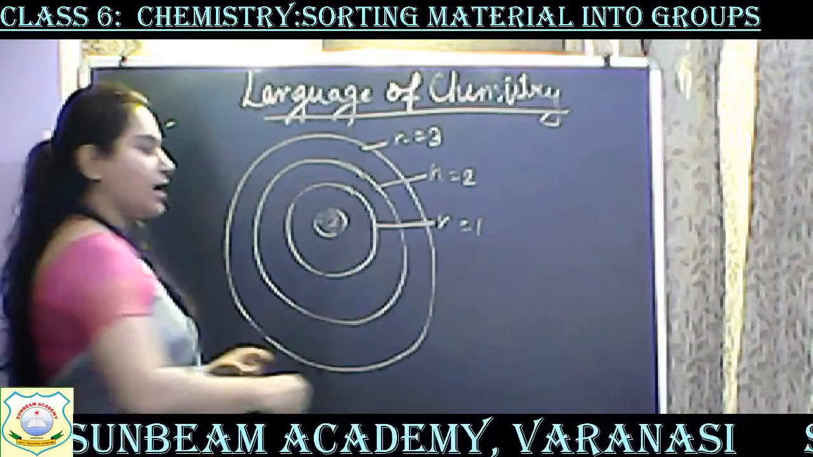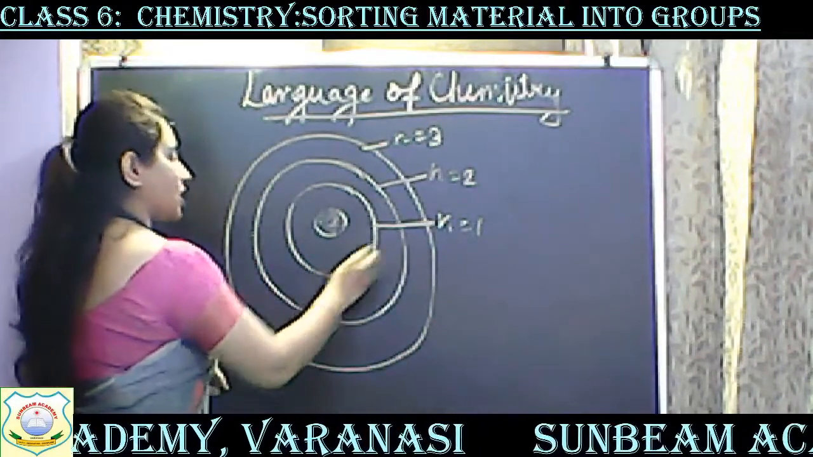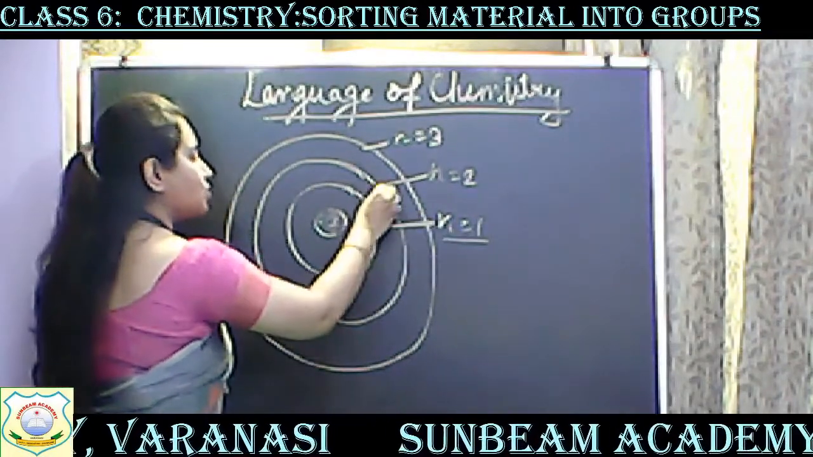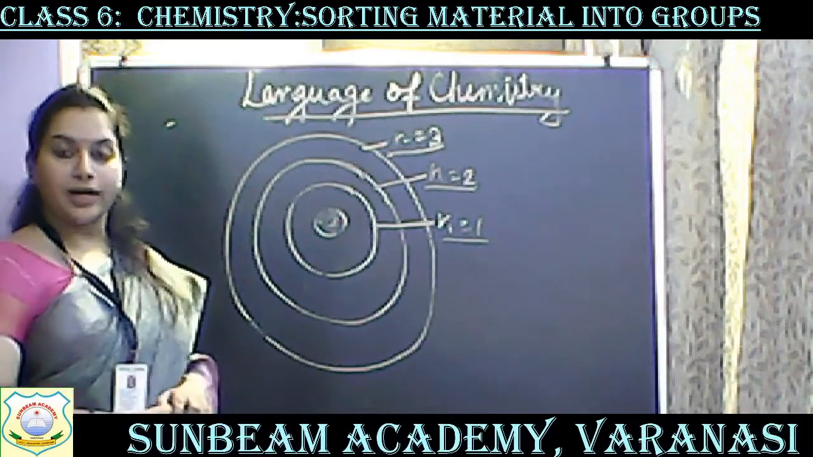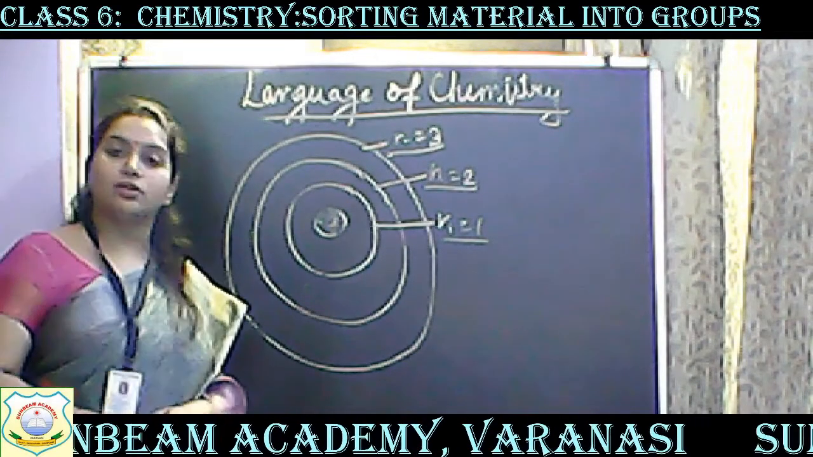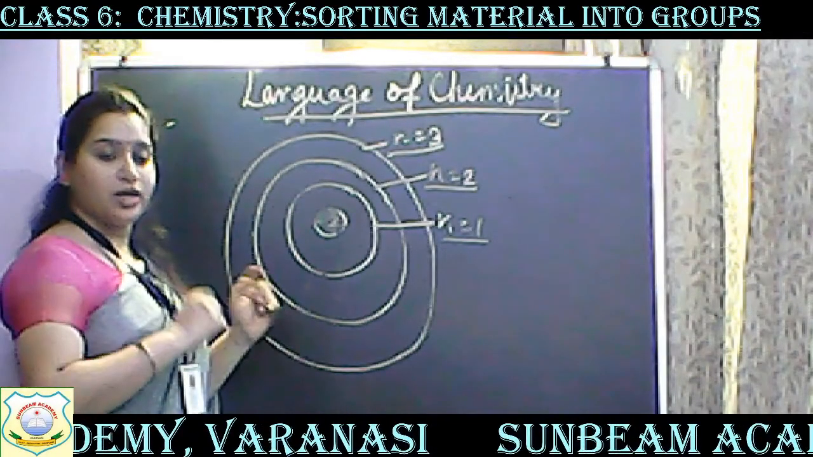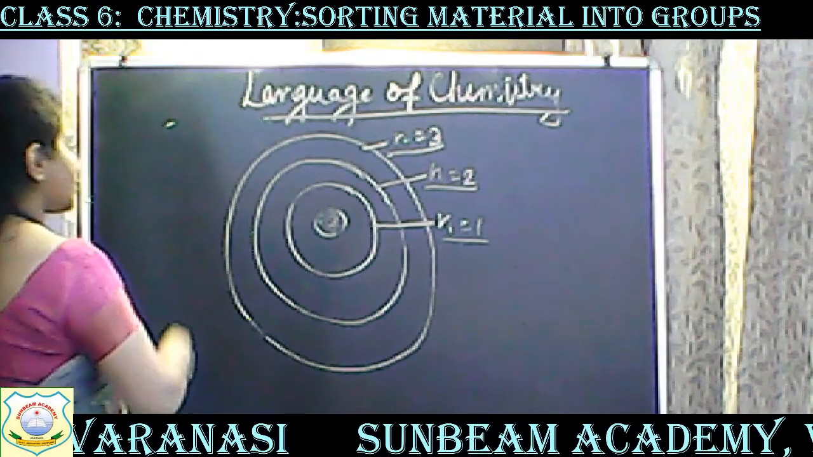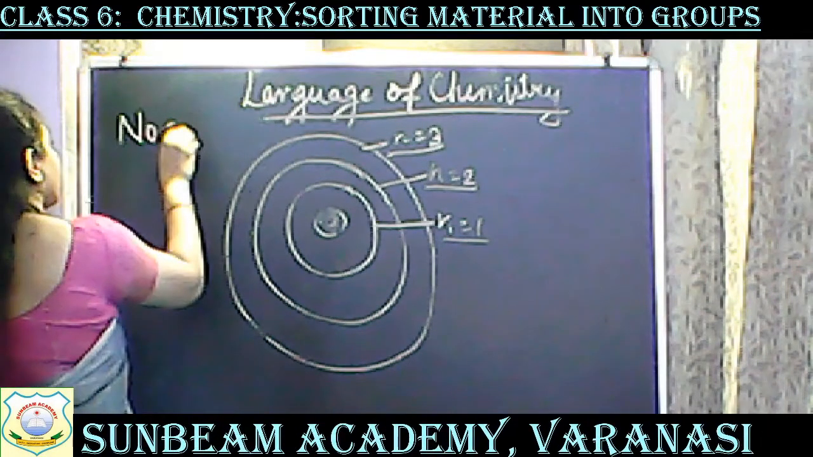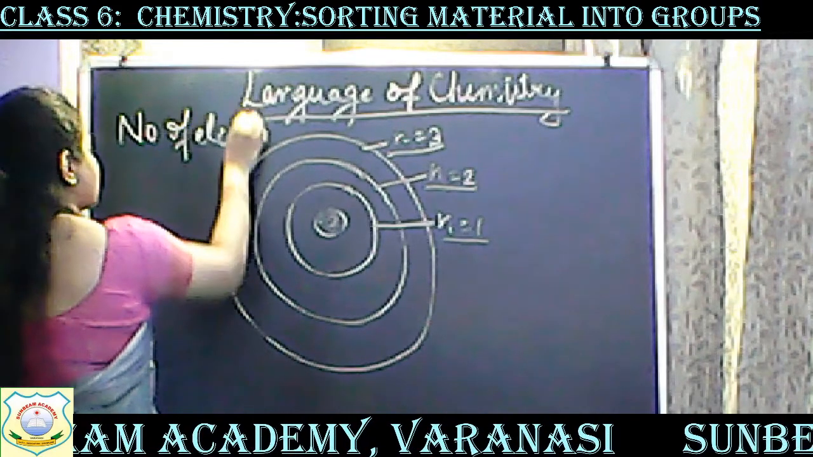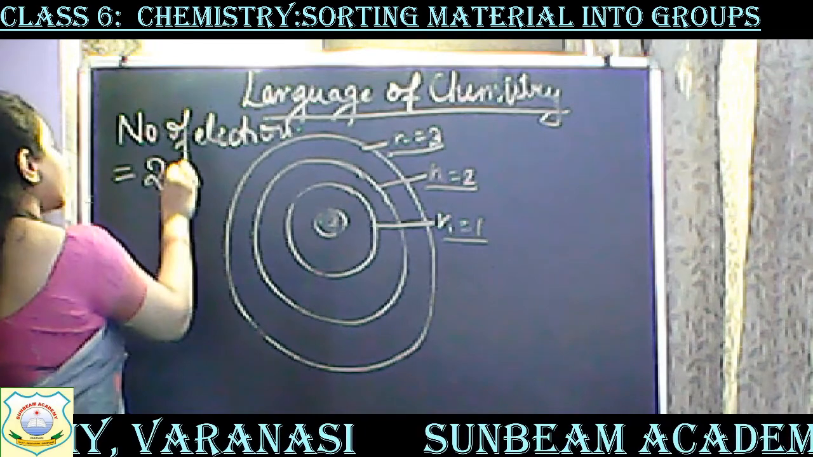n क्या है? n is the number of shell. ये पहला shell है, that is why n is equal to 1. ये दूसरा shell है, this is why n is equal to 2, and then n is equal to 3. Now, to calculate the maximum capacity of electrons in a shell, we will use a formula. The number of electrons can be calculated as 2n squared.